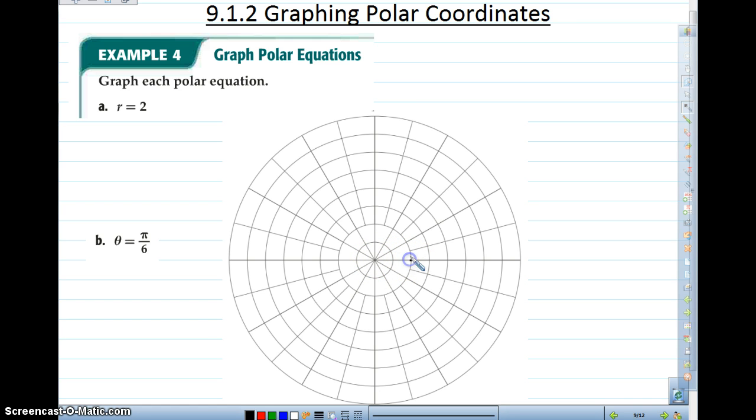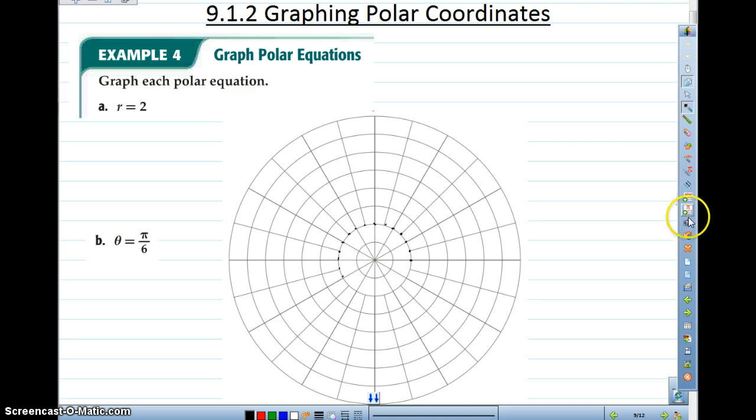This has a radius of 2, and this point has a radius of 2, and this point has a radius of 2, and this point has a radius of 2. So if I was to find all the points that have a radius of 2 and connect them, you can start to see that they form a circular shape. And so when we don't have theta in our equation, just the radius, we're going to form a circle.